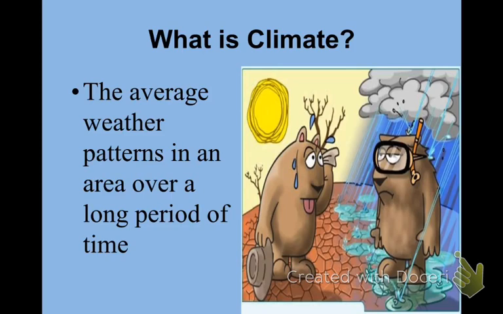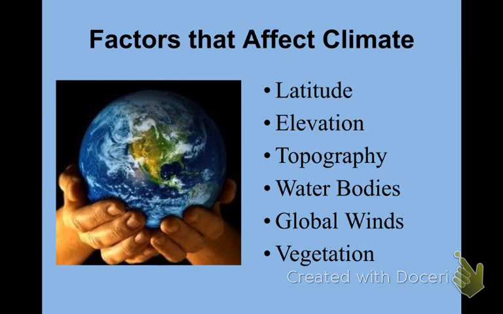And remember also there are two things that we classify climate with. We are looking at your precipitation, precip, and then also your temperature. So the temperature and the precipitation is what makes a climate. Okay, so factors that affect it. These are what we are going to look at. Latitude, elevation, topography, bodies of water, global winds, and vegetation, which you've already learned about these things.